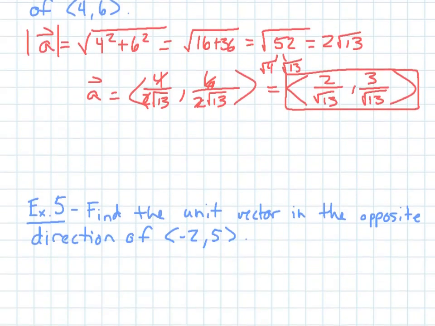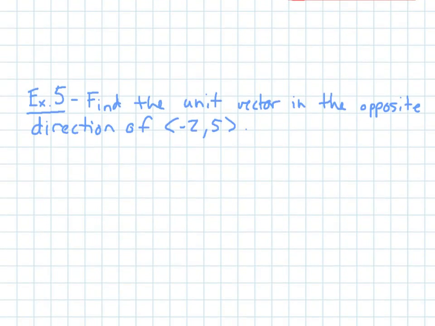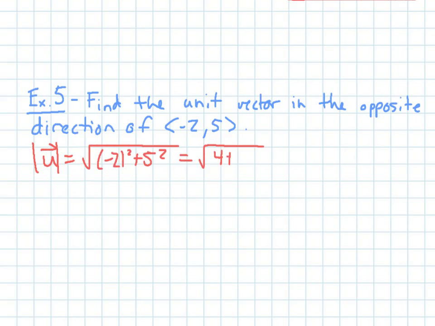Example 5: they said find the unit vector in the opposite direction of negative 2, comma, 5. We want to first find our magnitude again, so let's call this u. The square root of negative 2 squared plus 5 squared is going to give us 4 plus 25, which equals 29. So there's our magnitude.